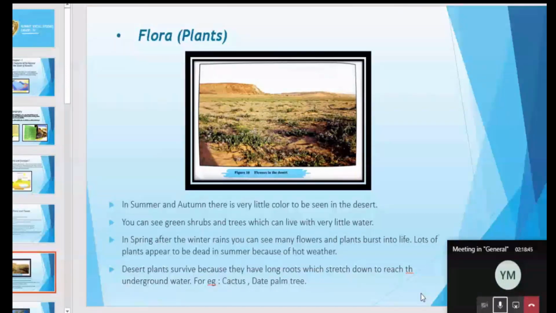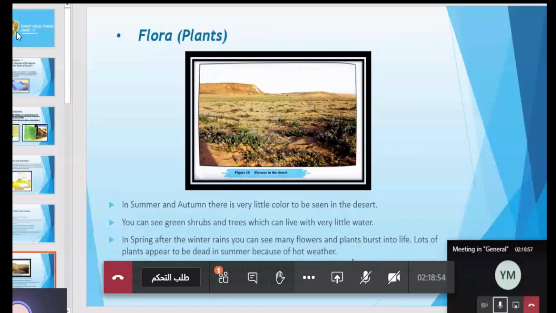You can see green shrubs and trees which can live with very little water. I'll be checking later on the names. I have the list. In spring season after rain, you can see many flowers and plants burst into life. I told you, during the winter we are having rainfall, and because of this rain, what happened? You can see many plants and flowers. They are bursting into life. That means they are growing, and you can see colorful flowers growing.